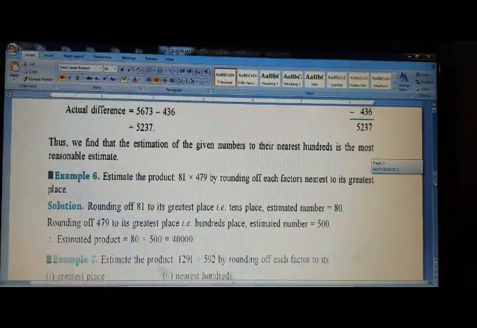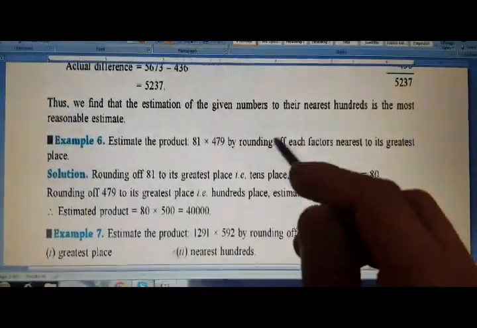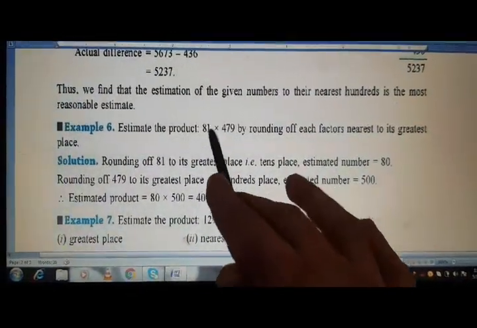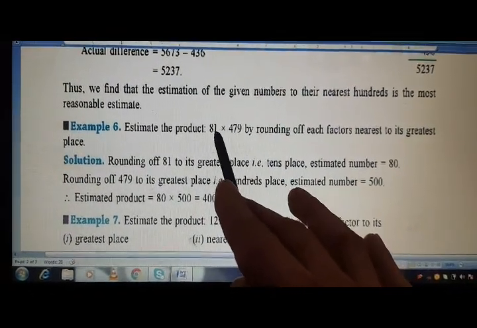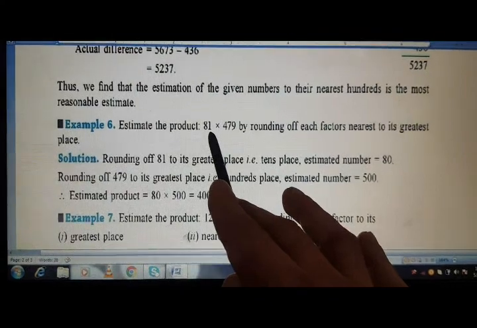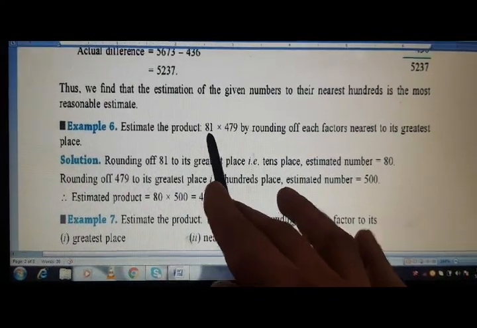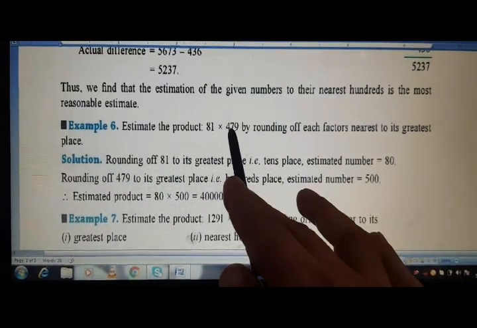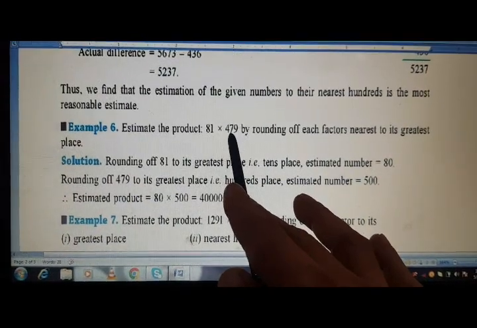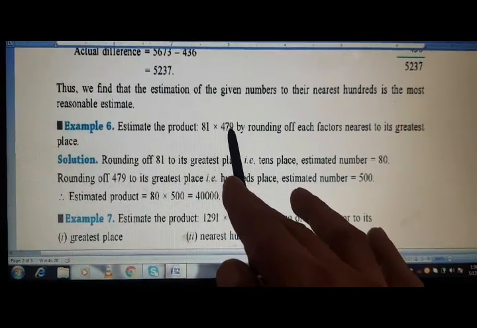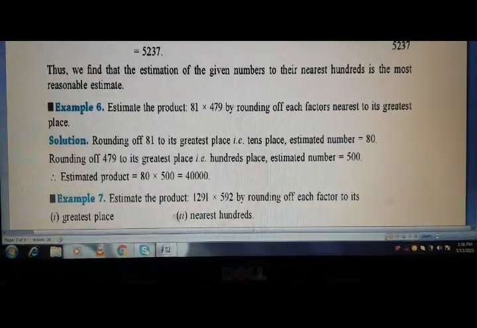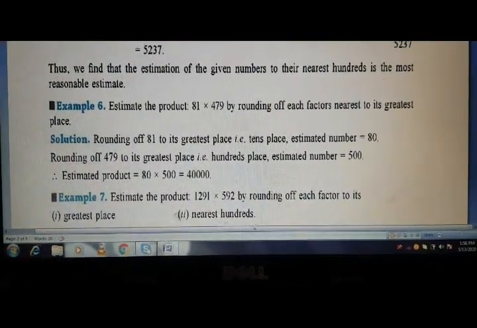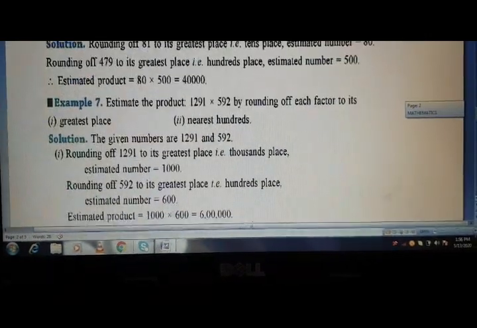Now we will estimate the product to its greatest place. Here the greatest place is tens, here it is hundreds. So nearest ones we will check. 1 is smaller than 5, this will become 80. And here we will check from tens, 7 is greater than 5, this will become 5, and these two places 0, 500. So 80 into 500 will give you 40,000, which will be your answer.